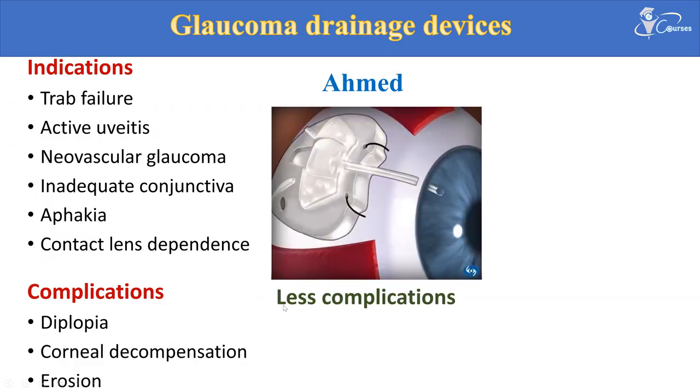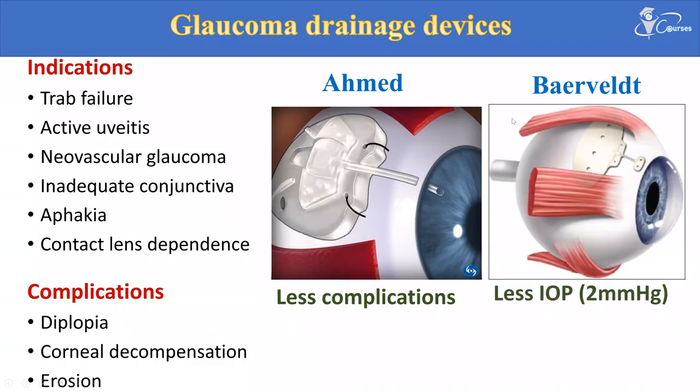So what are these glaucoma drainage devices? First of all, there is one called the Ahmed valve, the Ahmed drainage valve. The advantage of the Ahmed valve is that it is safer. It has a lower incidence of complications. What are the complications? Like diplopia, as it causes compression of the extraocular muscles. The tube may cause corneal decompensation, or the tube over the sclera may cause erosion. So there are fewer complications with the Ahmed valve.